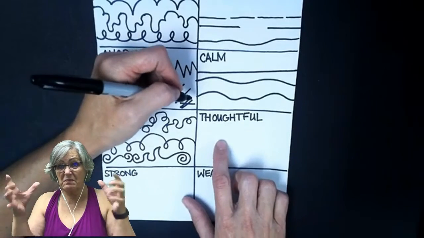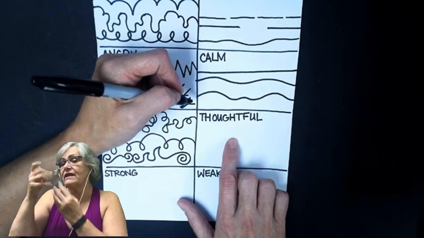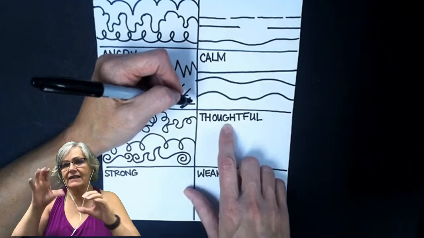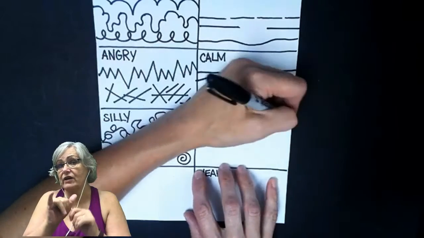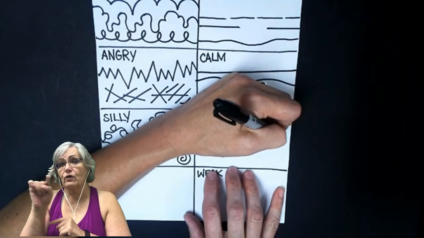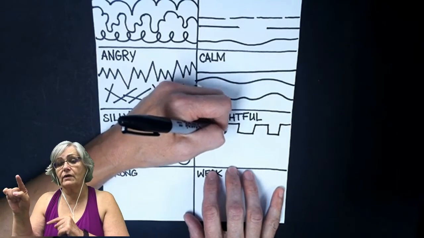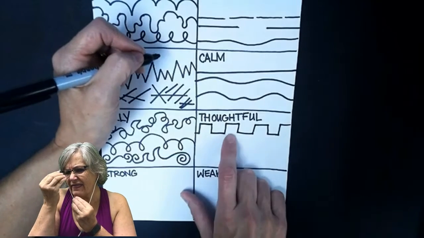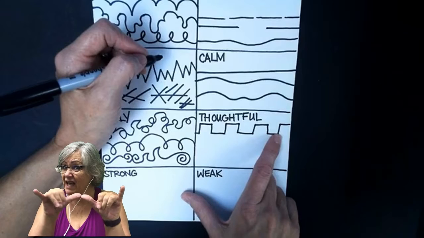Now remember, this is our big word, thoughtful. And thoughtful would be a line that required me to think about it. I know when I do the castle line, I have to do a lot of thinking so that I don't make any mistakes. I'm going to try that one. Over, down, over, up. Over, down, over, up. Over, down, over, up. Over, down, over. So I'm being thoughtful and particular about this, trying to keep my boxes the same size.